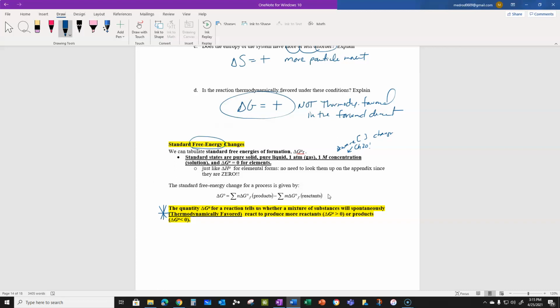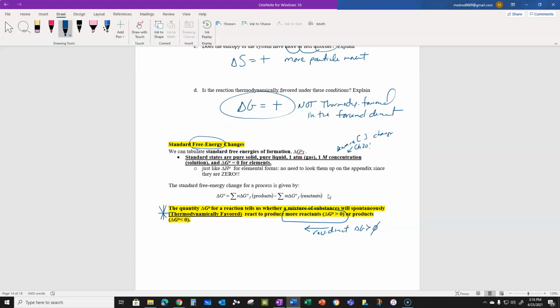Okay, so the delta G for the reaction tells us whether a mixture of substances will spontaneously, thermodynamically favored, react to produce more reactants or products. If it produces more reactants, I want you to make sure you're reading the sentence correctly, because I don't want you to think that the delta G being positive means thermodynamically favored. Notice what it says: producing more reactants. That means it's favored in the reverse direction when that delta G is positive.